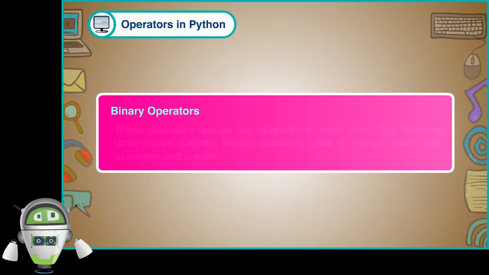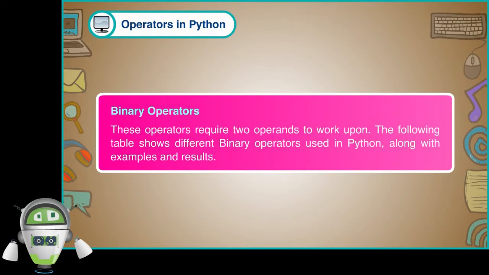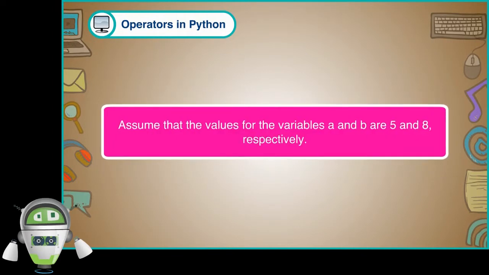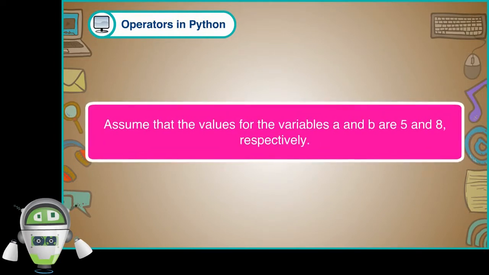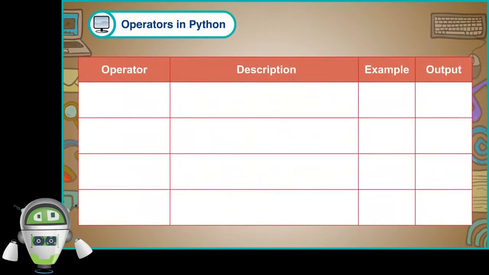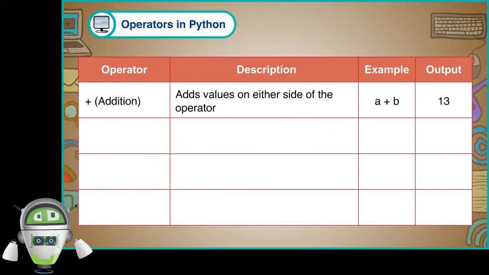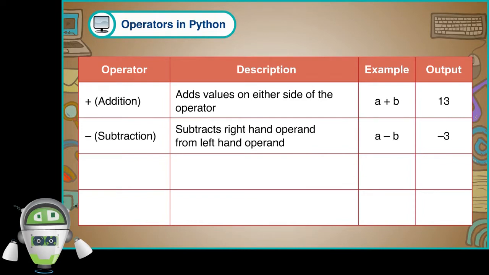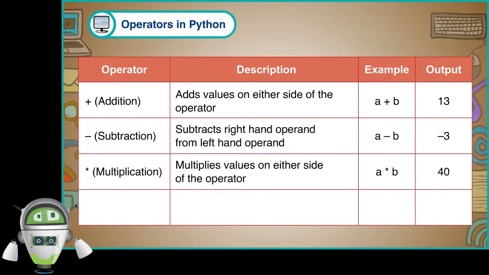Binary operators. These operators require two operands to work upon. The following table shows different binary operators used in Python, along with examples and results. Assume that the values for the variables A and B are 5 and 8 respectively. Operator, description, example, output. Addition. Adds values on either side of the operator. A plus B, 13. Subtraction. Subtracts right-hand operand from left-hand operand. A minus B, minus 3.